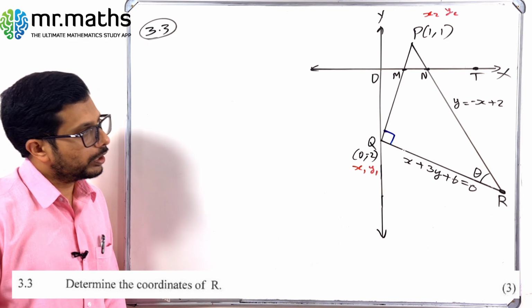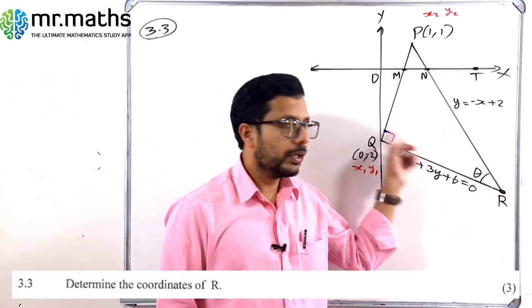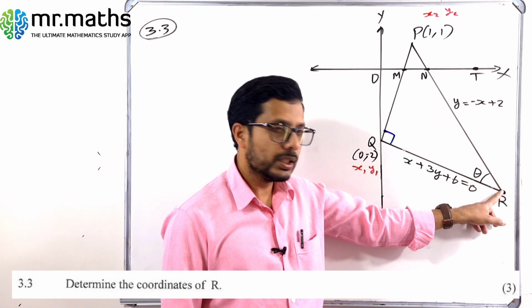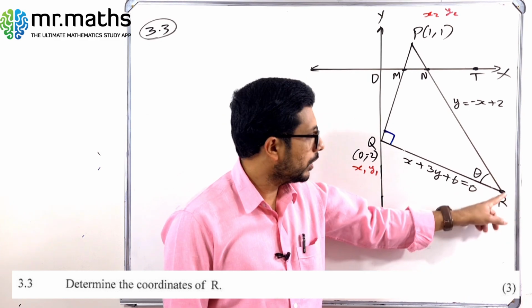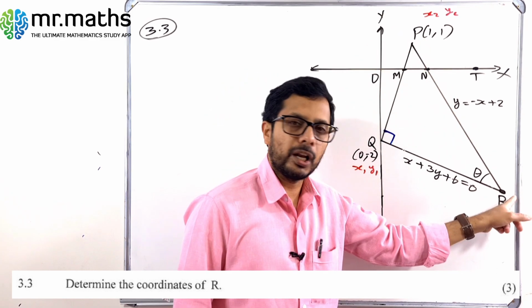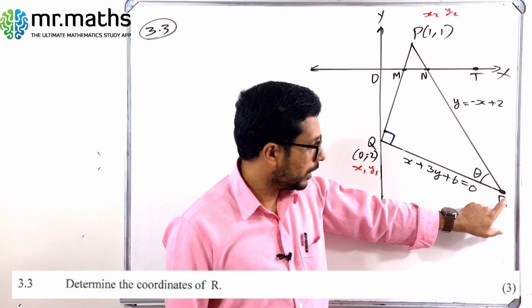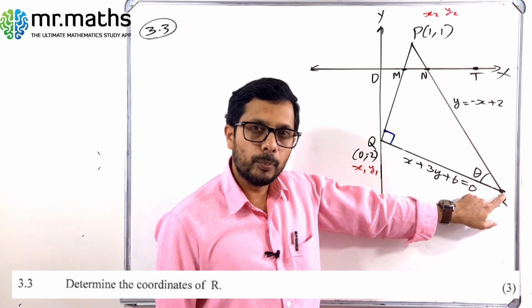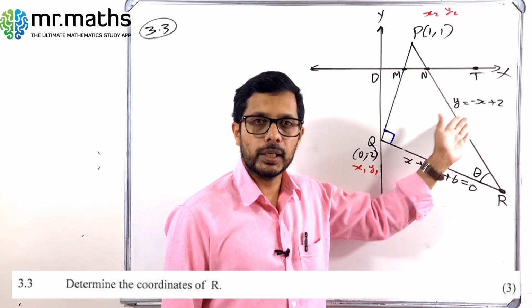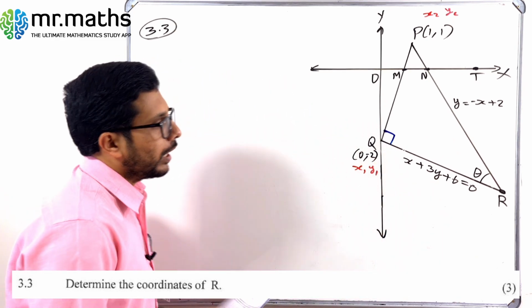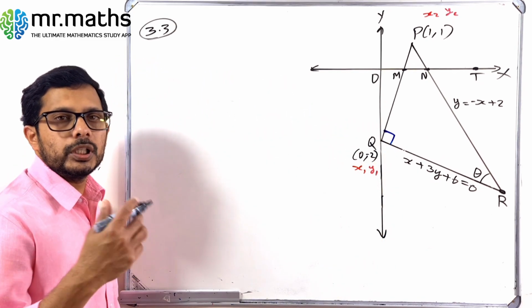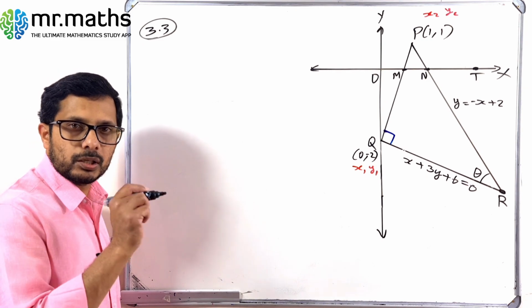So now look at this diagram. In this triangle, this point R is a point on this line. At the same time, this point is a point on this line also. So it means that point R is a common point for both the straight lines. So now we can say that at the point R, both the equations are the same, because that is a common point.